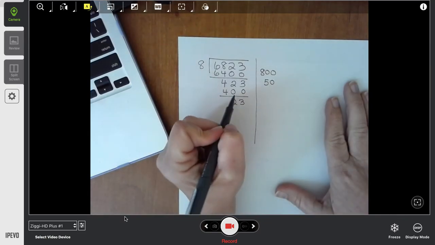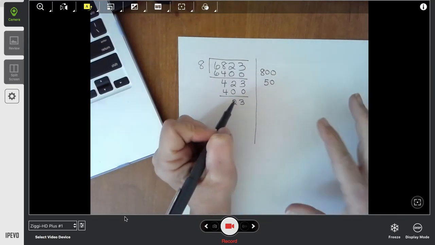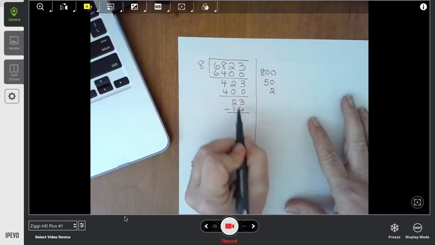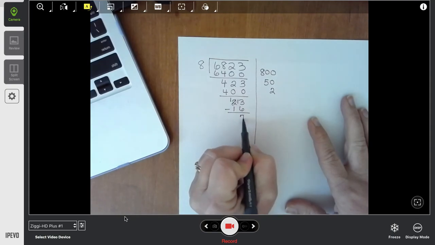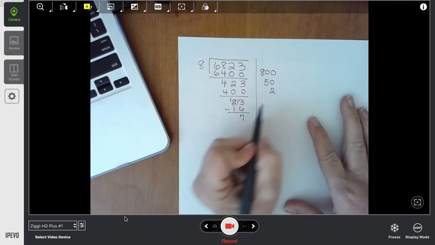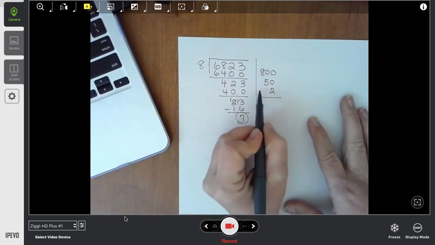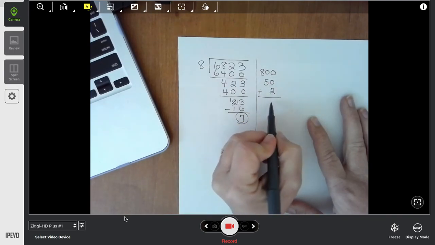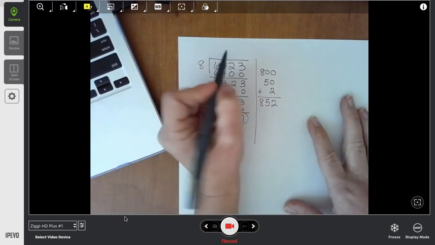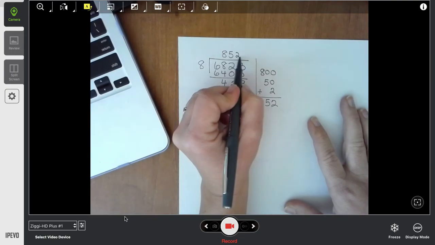So how many 8s go into 23? Not 3, that would be 24, so let's do 2. 23 minus 16 is 7 left over. Can't put any more 8s into 7, so this is going to be my remainder. Let's add what we took out, making sure the place values are lined up. 852 with a remainder of 7.